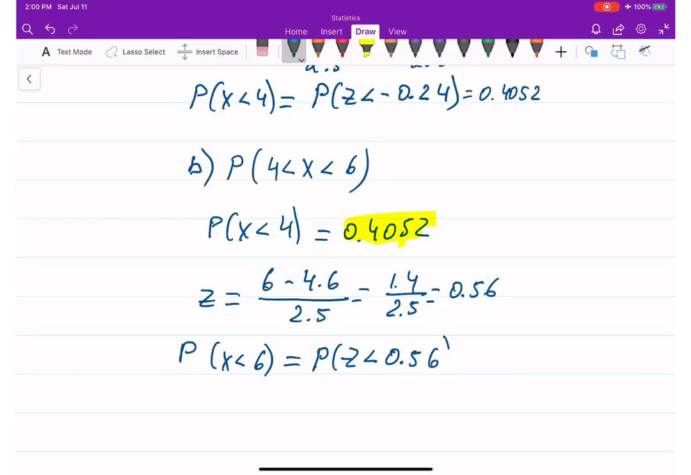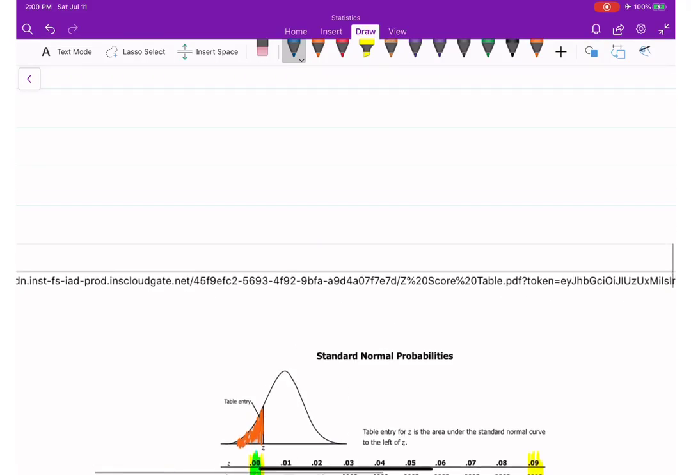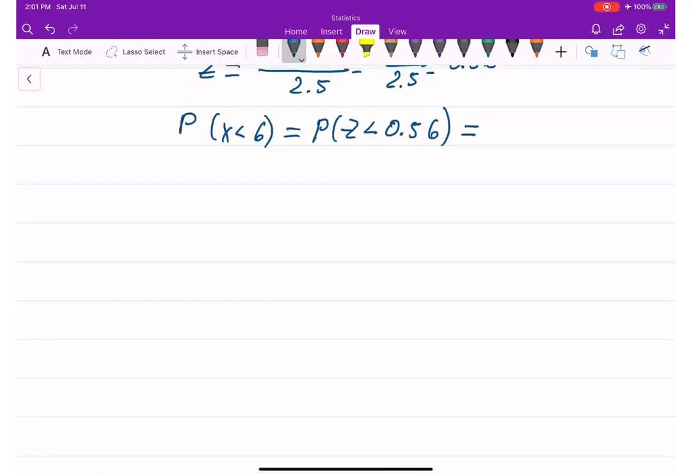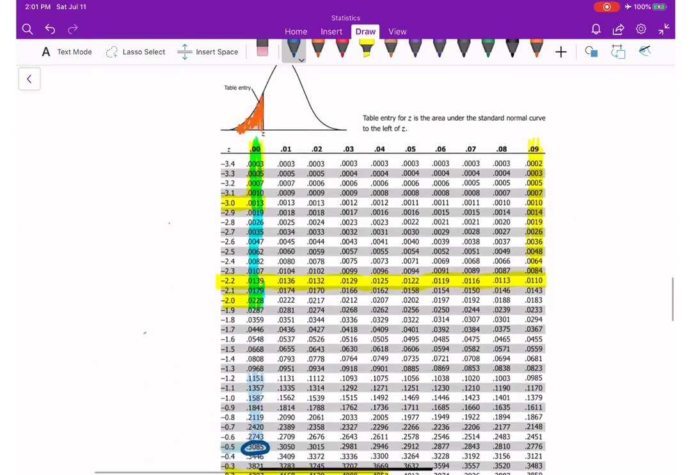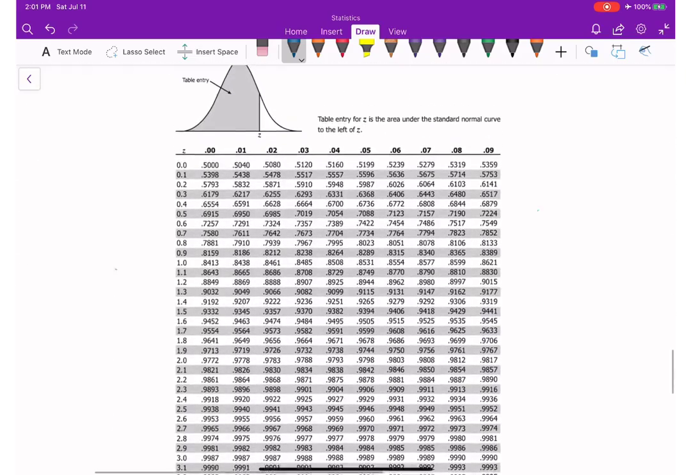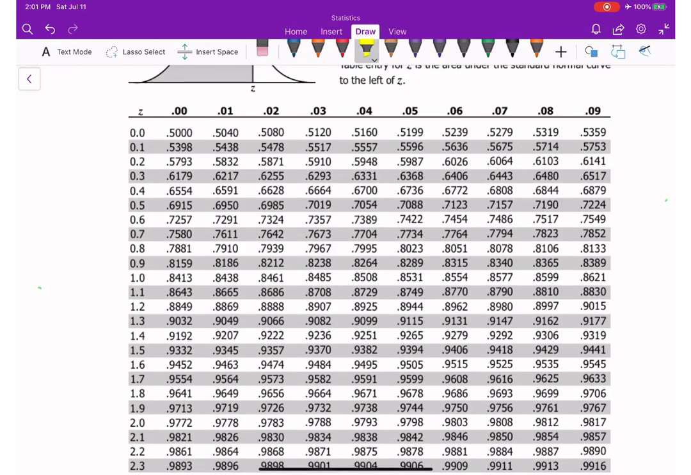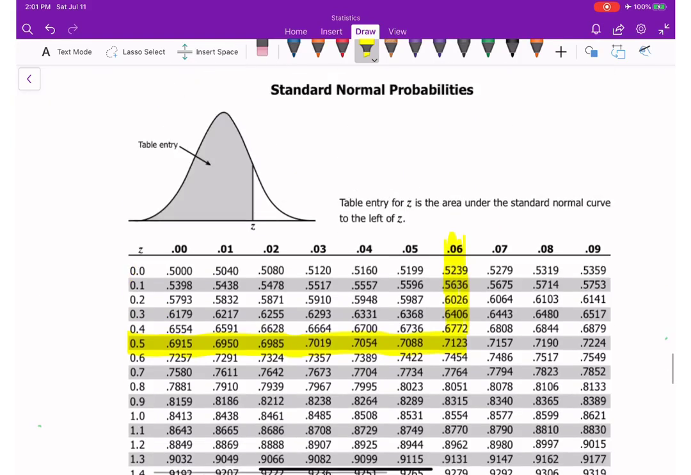So probability x is less than 6 is equal to probability z-score is less than 0.56. Pay attention, the z-score is positive, so I'm going to the second page, because there are two pages. One page is negative, one page is positive. If you watch the video for the z-score table, 0.56, here it is, 0.5, and I'm going all the way to 6. There we go. It's going to be 0.7123.